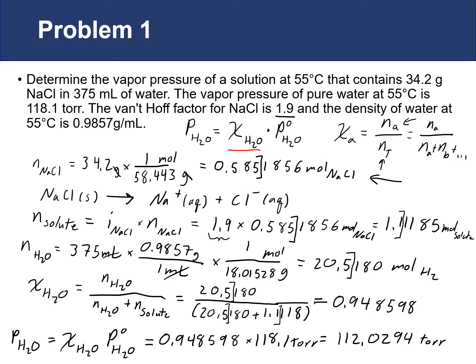In terms of significant figures, our molarity for our water is good to 3 significant figures. So the top is going to be good to 3. The bottom, when you do it out, will be also good to 3. This value is good to 3 sig figs. And so our end answer will be good to 3 sig figs.